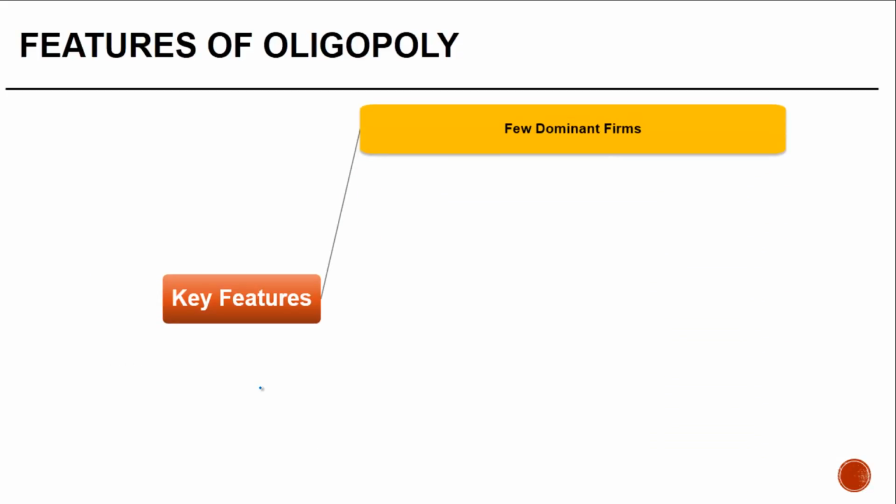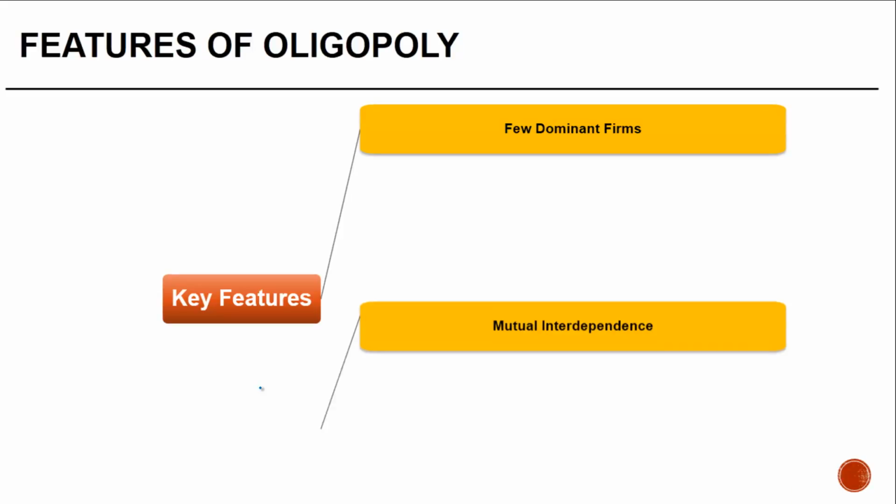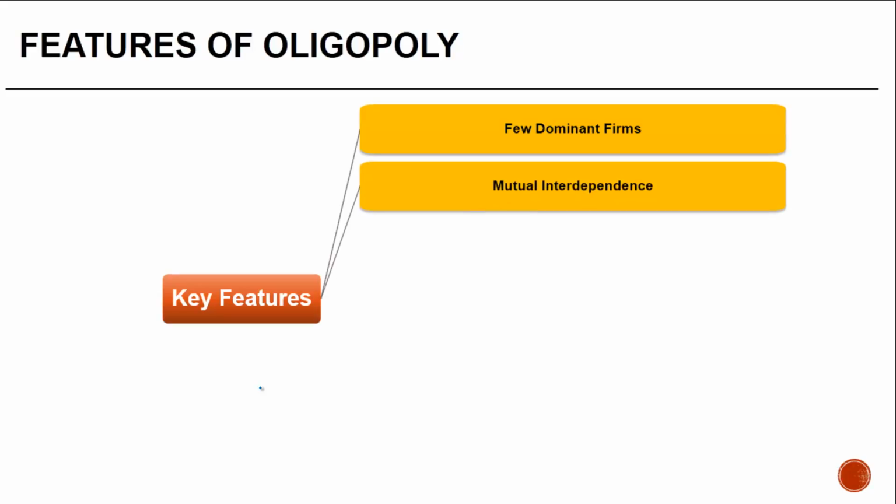There are few firms which are dominant. None of them is insignificant when compared to the other. There's a mutual interdependence. You cannot take a decision on your own. That happens in case of monopoly, where he can take a decision and it would still work in his favor. There are entry barriers.